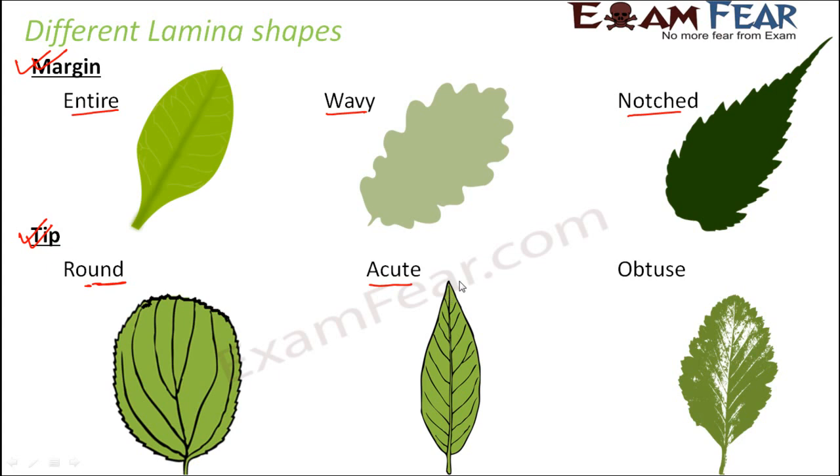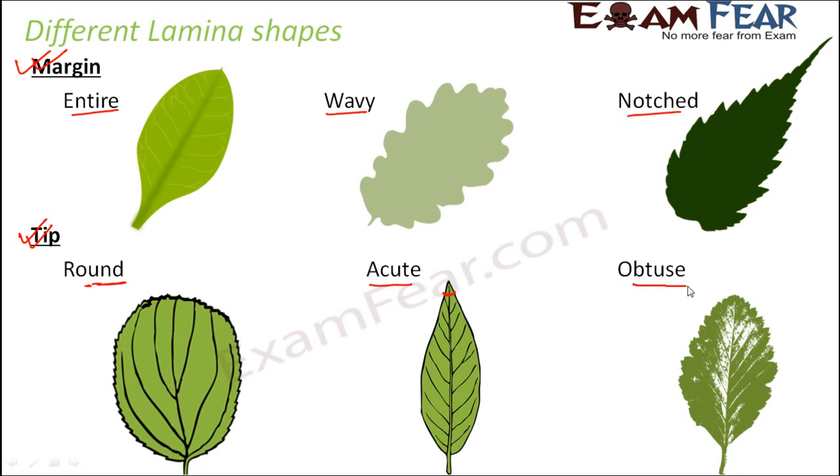What is acute? You would have studied about acute angle and obtuse angle in your geometry, right? So what is an acute angle? Any angle which is less than 90 degrees. Now if you look at the tip of this leaf, what do you think this angle would be? This angle is small, it will be less. So this angle resembles an acute angle, and that is why it is given the name of acute lamina.